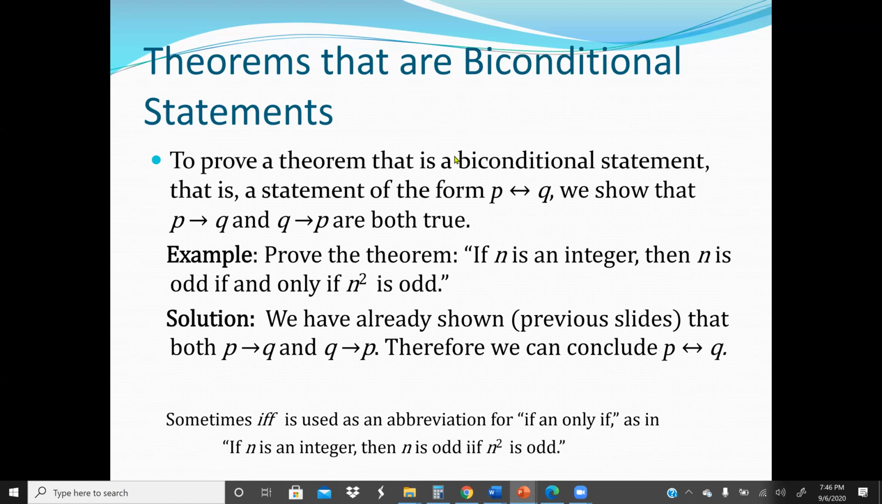To prove a theorem that is a bi-conditional statement, that is a statement of the form P if and only if Q, we show that P implies Q and Q implies P are both true. Now we should prove the theorem: if n is an integer, then n is odd if and only if n squared is odd. Solution: we have already shown in a previous slide that P implies Q and Q implies P.